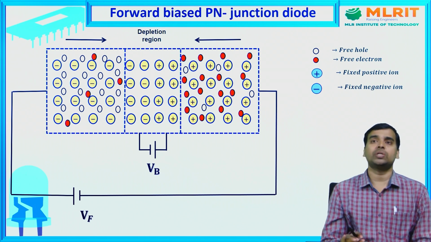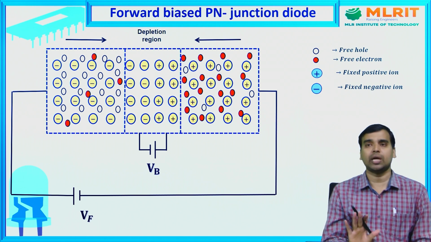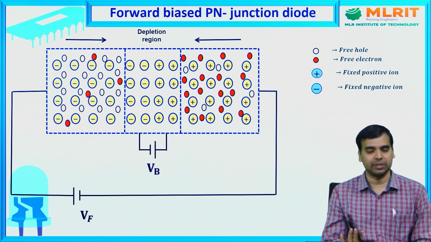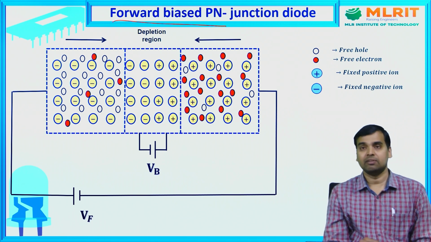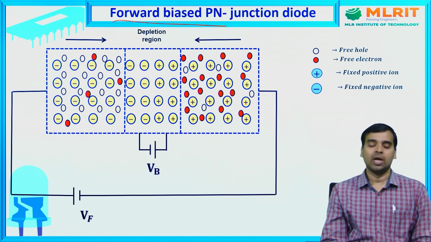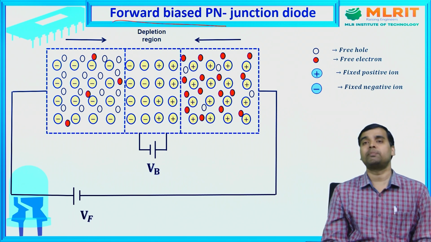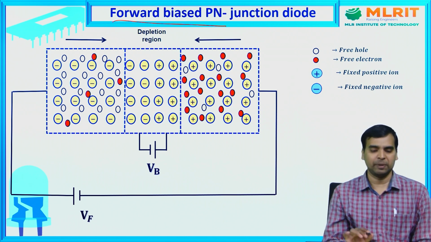Now, in order to get current flow, there are two types of biases for the p-n junction layer: the first is forward bias, and the second is reverse bias, which is nothing but the working of the p-n junction layer. Now let us see the forward bias of the p-n junction diode.